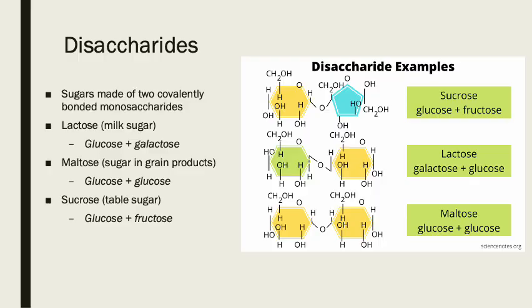Next, we have disaccharides. So the prefix di means two. So a disaccharide is two monosaccharides bonded together. And they bond covalently because they're made of nonmetals. Remember, nonmetals bond covalently. Some examples of disaccharides are lactose, which is milk sugar. It's glucose plus galactose, or maltose or sucrose. Those are all examples of two monosaccharides together to form a disaccharide.